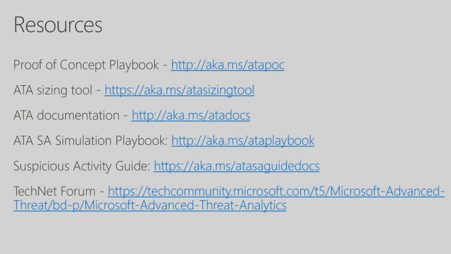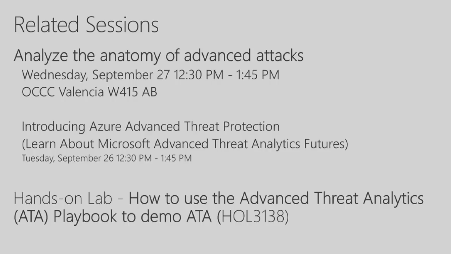All right, just to wrap up very quickly. We have a proof of concept playbook to help you do a proof of concept of ATA, but you've seen how easy it is to deploy, so don't be afraid to start. We've got the links to the sizing tool in our documentation. We've got a simulation playbook as well as that suspicious activity guide, and we have a TechNet forum as well for questions. There is another session that starts at 12:30, called Analyze the Anatomy of an Advanced Attack, which will go through an attack and show you how ATA finds it. So if you're interested in the specific detections, you can do that. There was a session yesterday about Azure ATP, and there's a hands-on lab at Ignite, so you can try it out.